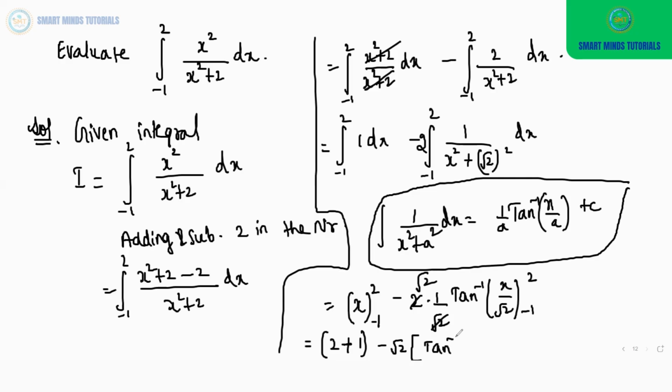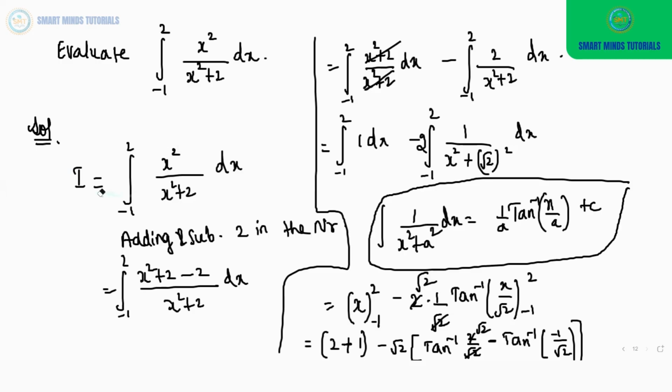Tan inverse. First I put 2: 2 by root 2, minus. Now I apply minus 1: minus 1 by root 2. Okay. Here root 2 ones are root 2, root 2s are... Note down till here first. One last step is left over. You understood the simplification, the integration. Integration is just application of the correct formula.